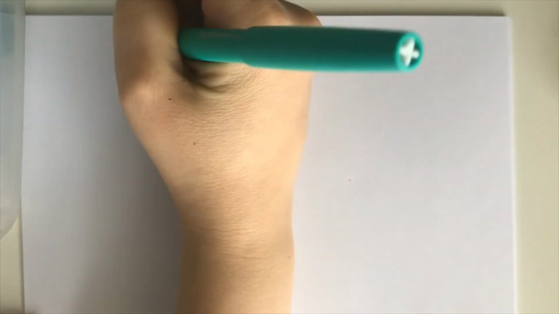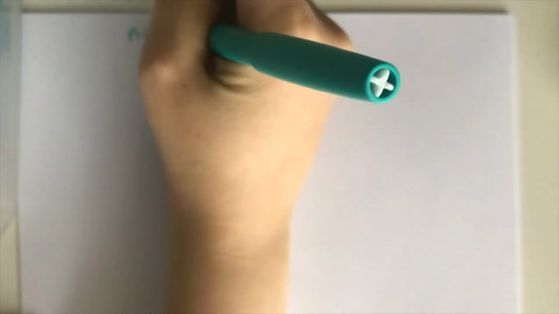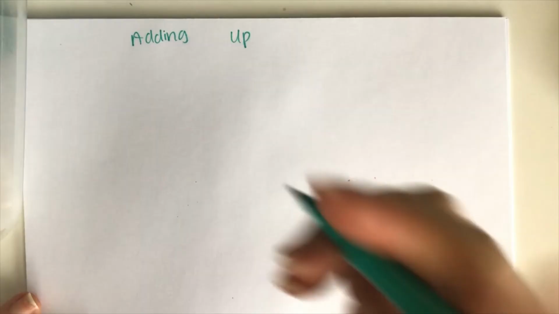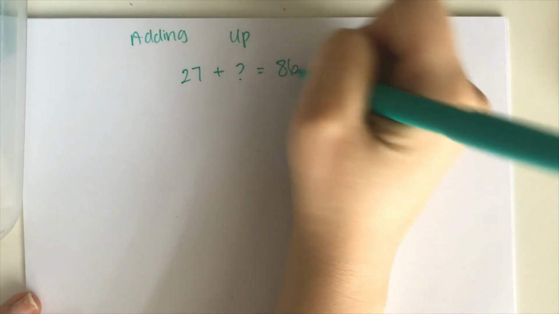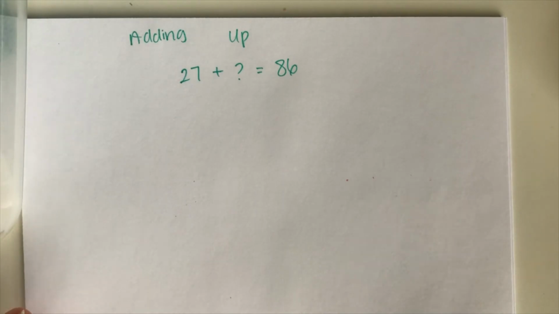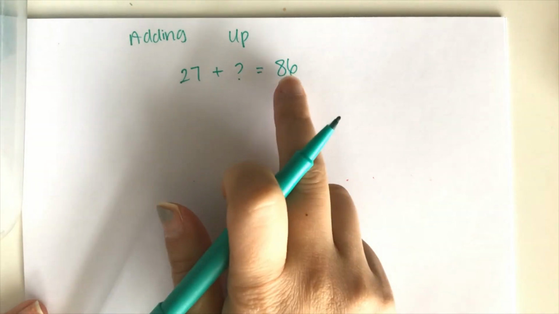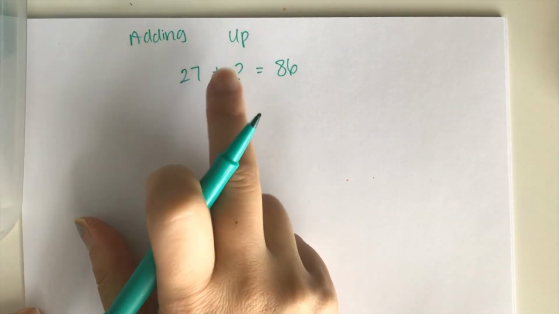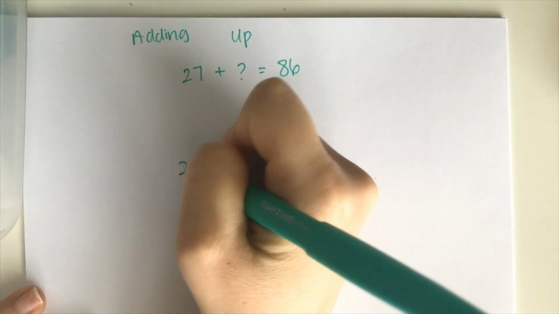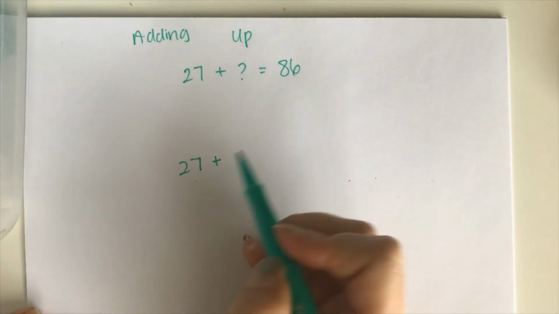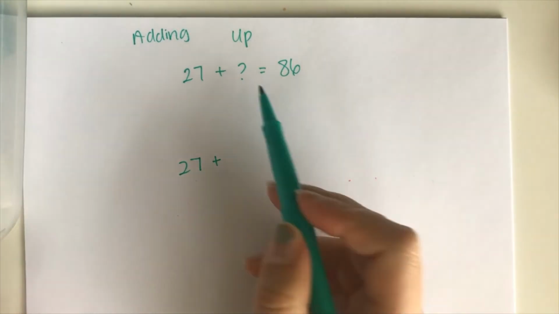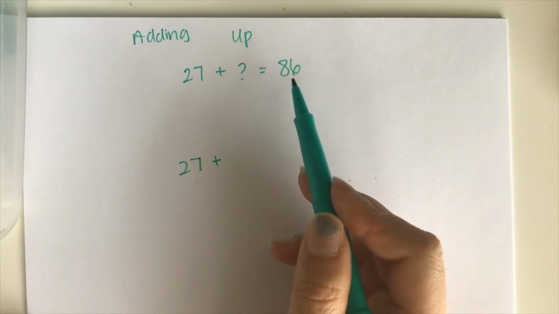This is our last way, and it's the adding up way, which is a little bit different because this is a subtraction problem, but you can actually do it by adding up. So the question was, this is the addition problem that we came up with in the beginning, because she had 27 toys, she wants 86. How many more does she need to buy? So we're going to start adding up small amounts until we get to 86. So if we have 86, how do we go from 27 to 86?